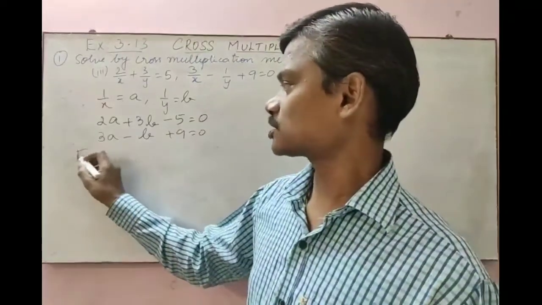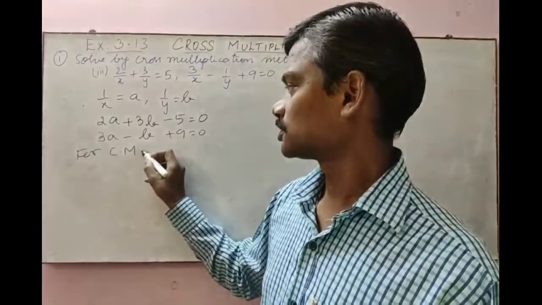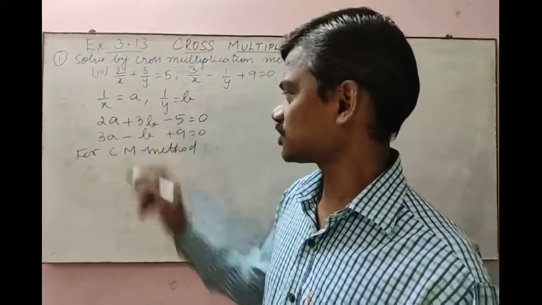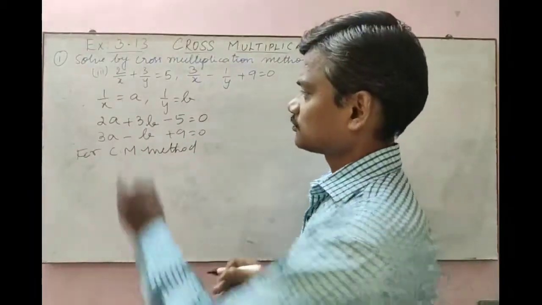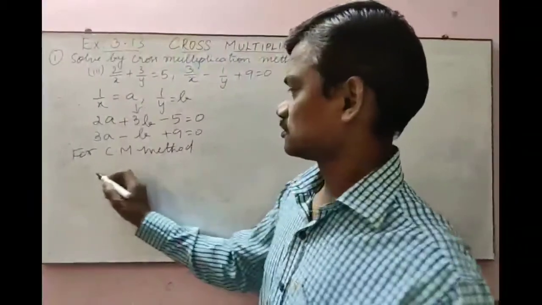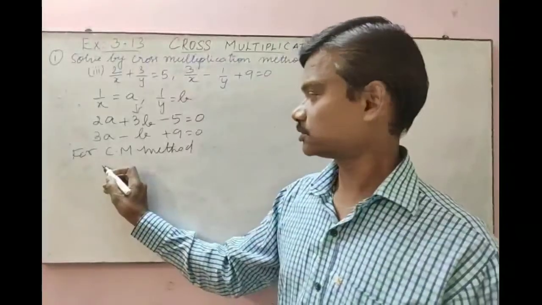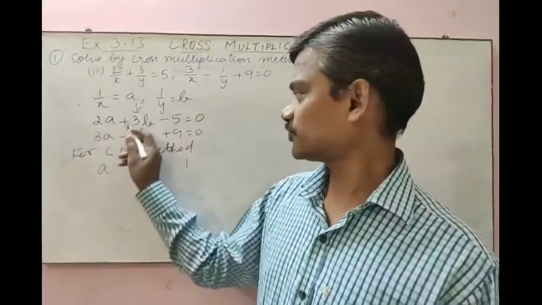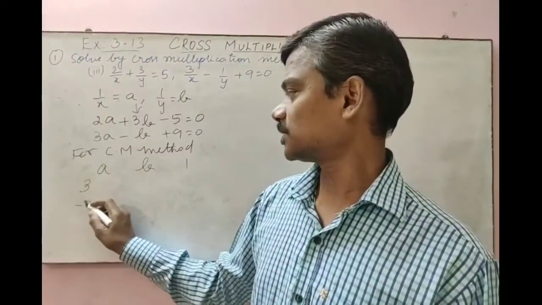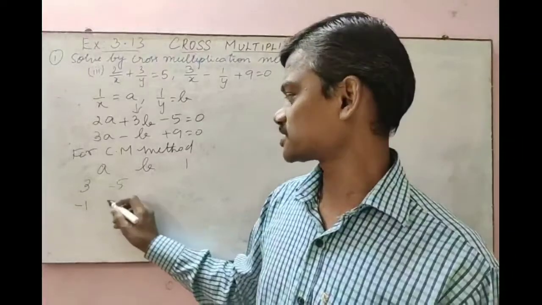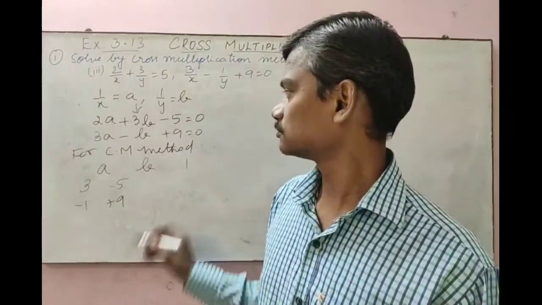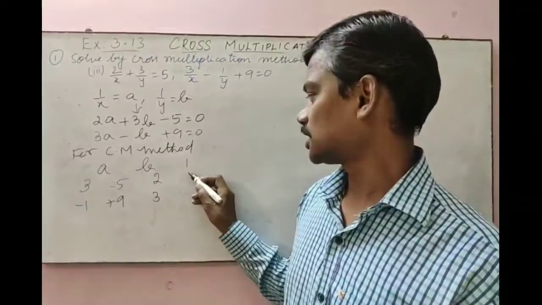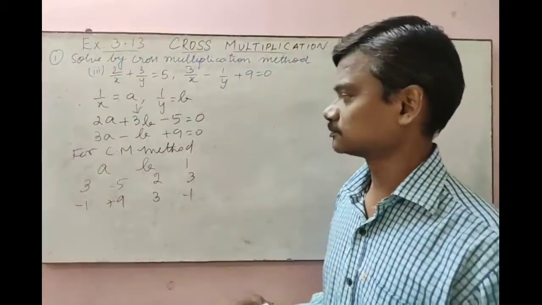So for the cross multiplication method, we have to write the coefficients. So what are the coefficients? We have to start from the center. Here I am going to write it as a, b and 1. So the coefficients are 3, minus 1, minus 5, plus 9, 2, 3, again 3, minus 1.